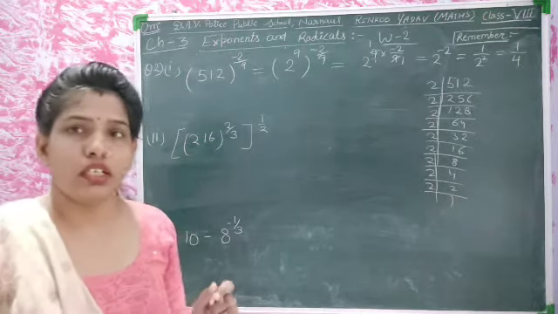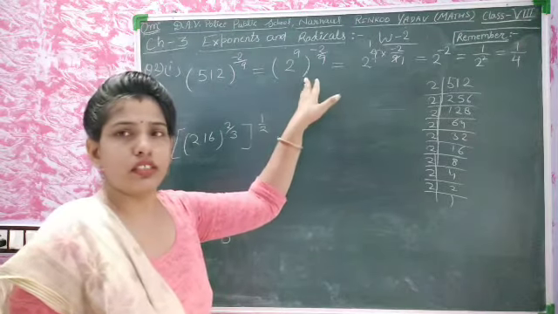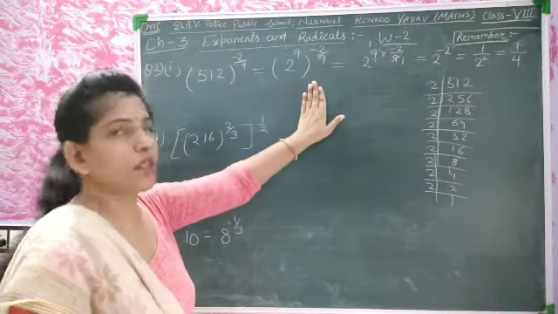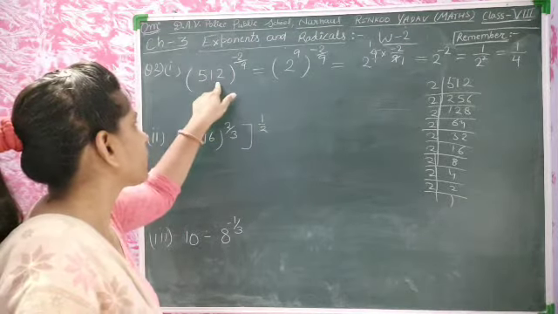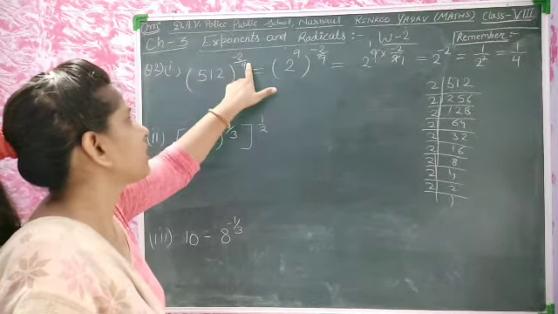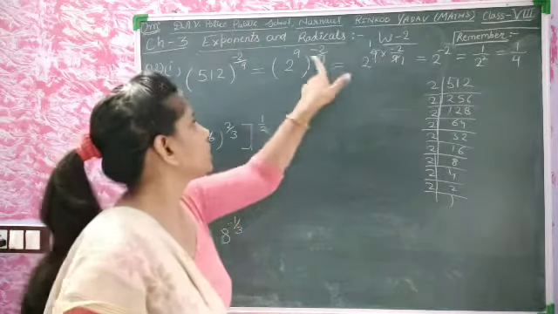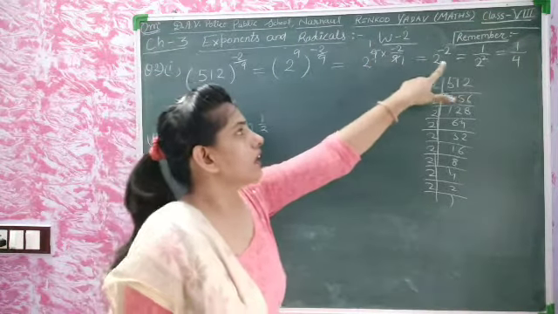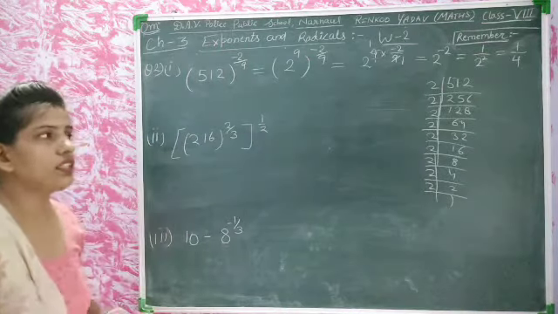Any problem? If you get any problem, then ask me, but there is nothing typical here. First, find the factorization of this 512 as a power of 2. Here the power 2 to the power 9 is cutting, 9 and 9 cancel and we can solve easily. Okay, now we will do part 2.